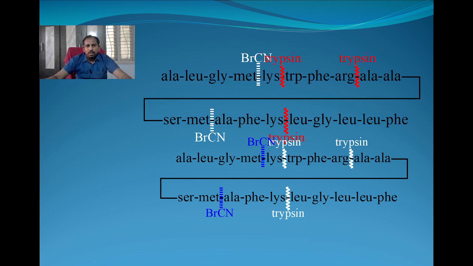This is one sequence of amino acids, a long chain peptide. Just look at this. Cyanogen bromide cuts at the methionine side. Trypsin cuts at lysine or arginine. Here trypsin cuts at the arginine side. Here cyanogen bromide cuts at the methionine side. Similarly, trypsin at the different site. These are specific enzymes that cut at specific sites of peptides.